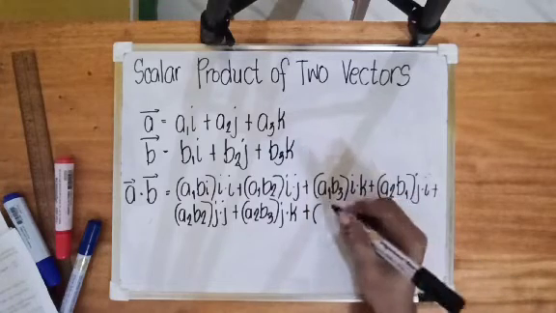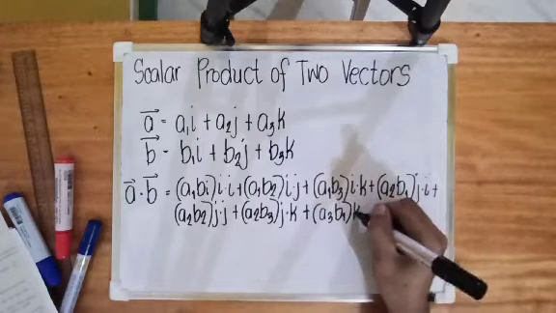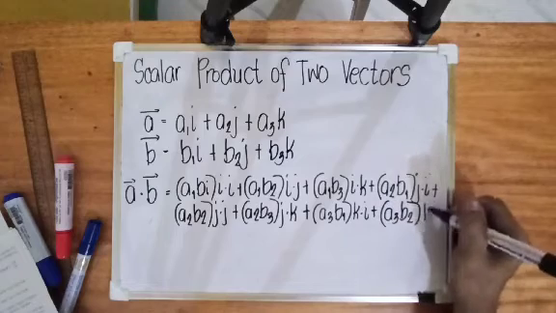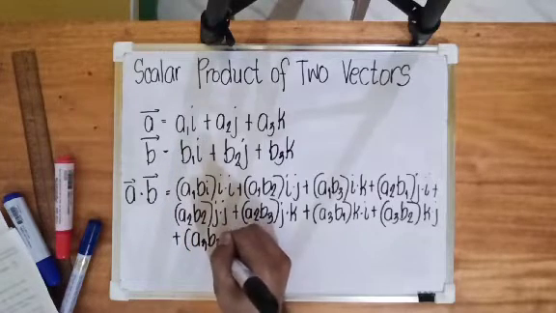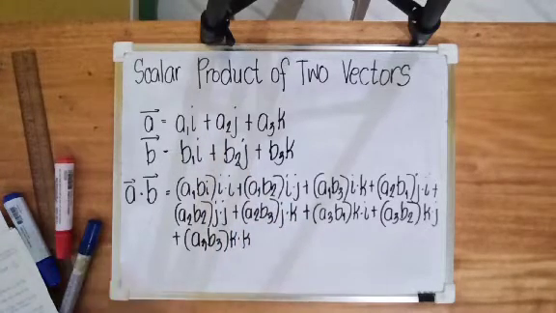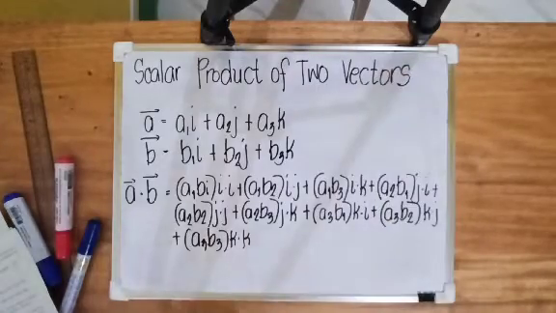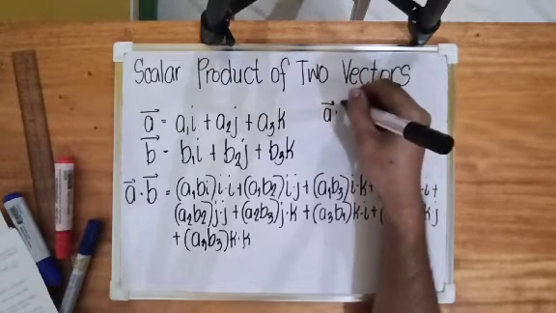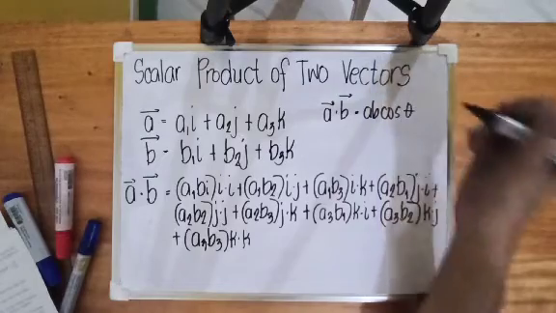Plus A3 B1 K dot I, plus A3 B2 K dot J, then plus A3 B3 K dot K. So here, as stated, the value of A dot B is equal to AB cosine of the angle.